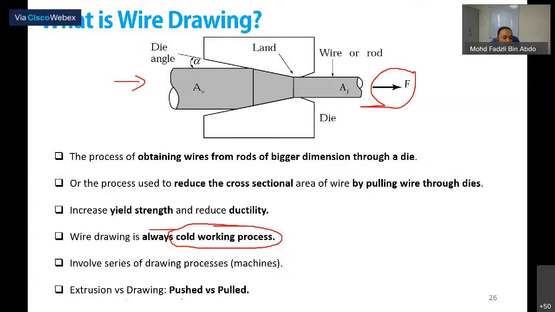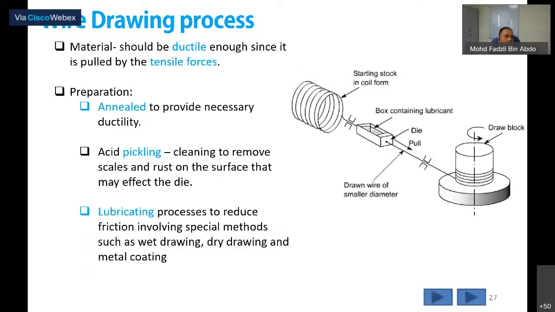Extrusion versus drawing. Extrusion ni adalah push. Maksudnya kita push kat sini tadi. Tapi untuk drawing kita pull, kita tarik. Itu beza dia. Extrusion kita push, kalau drawing kita pull, tarik. Okay. This is the wire drawing process. Material should be ductile enough since it's pulled by the tensile forces.